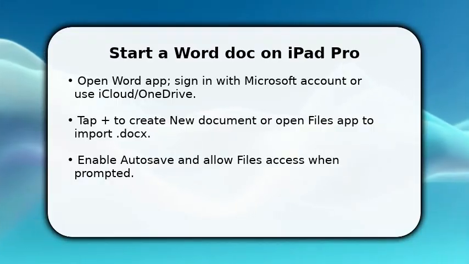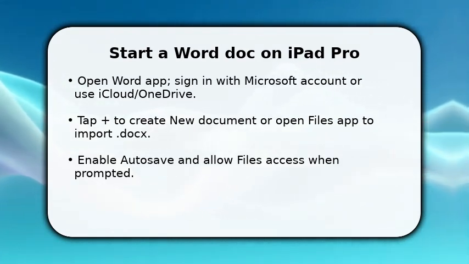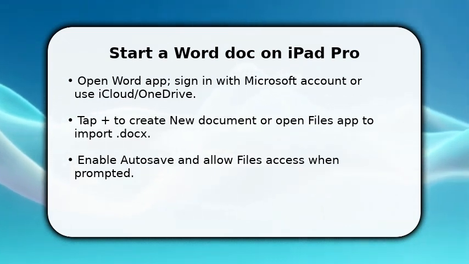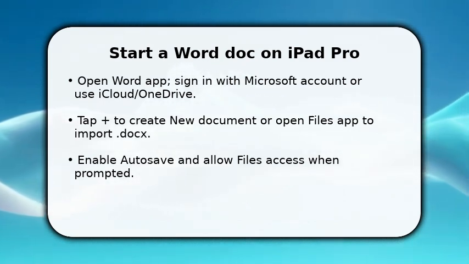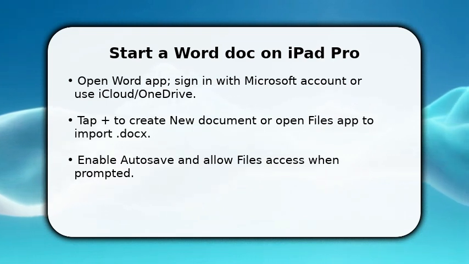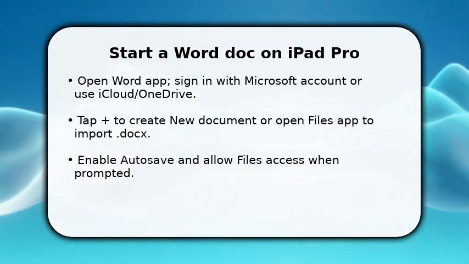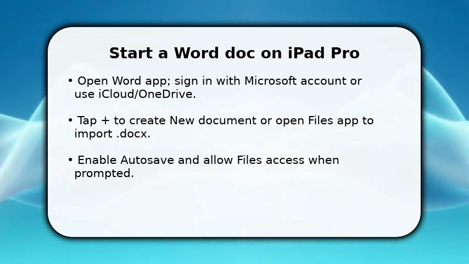You'll begin by launching Word and signing into your Microsoft account so documents sync. Once done, tap the plus New Document or Open Files to import an existing docx. Make sure autosave is enabled and grant files access so OneDrive or iCloud can store your work. If you have an external keyboard or Apple Pencil, attach them now to speed typing and markup. These steps get you into editing immediately and prevent lost changes as you proceed.